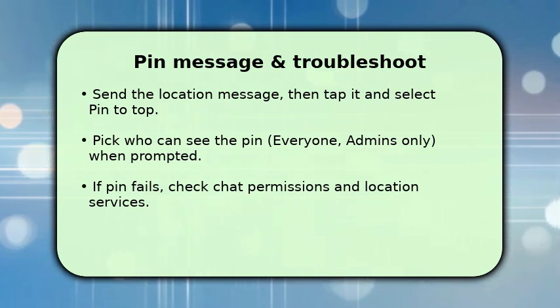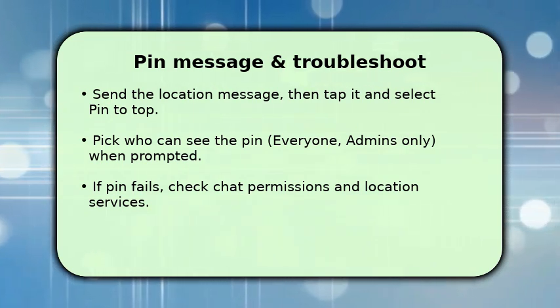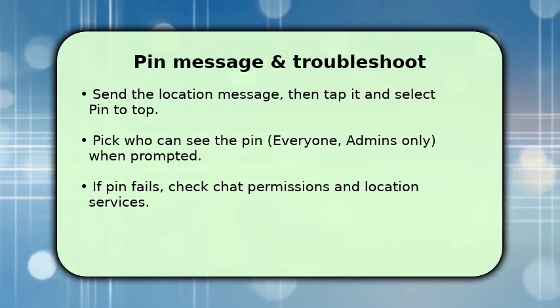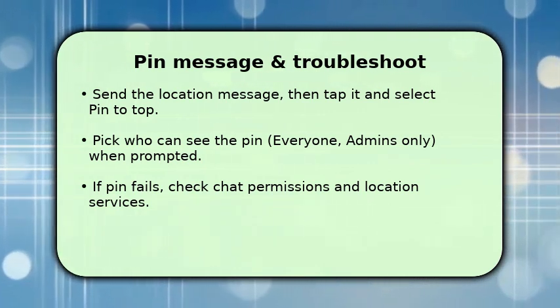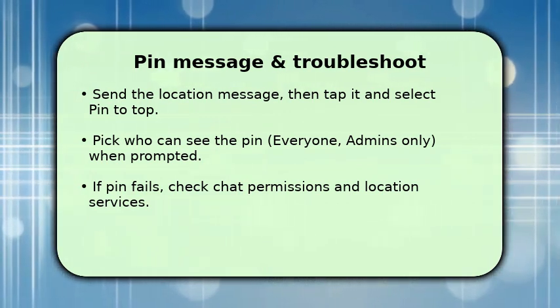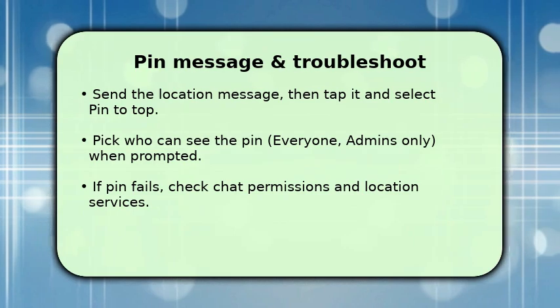Once pinned, verify the pin by reopening the chat. It should appear at the top and link back to the map. If pinning fails, make sure you have permission in that chat and that location services are enabled. Also restart Telegram or resend the location if the map preview won't load.